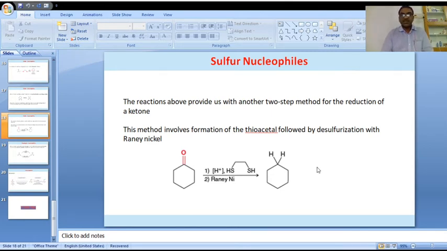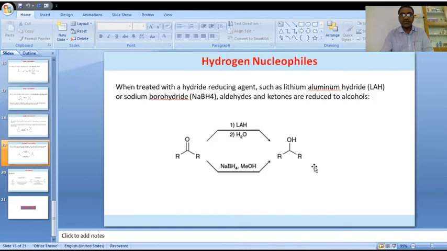This is in presence of a sulfur nucleophile. It is a two-step reduction process. In this reduction, the intermediate is a cyclic thioacetal, and the final product is a normal alkane, a cycloalkane. Is it clear to all of you? Sulfur nucleophiles. Now let us go to another type of nucleophile.